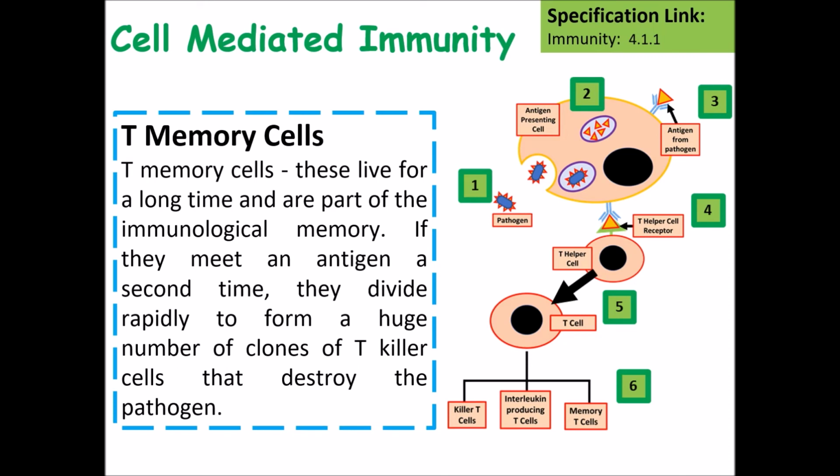You can get T memory cells. These live for a long time and are part of the immunological memory. The next time that they meet that particular antigen, they will start to divide rapidly in order to destroy whatever is producing that antigen before it can cause any damage to the body.